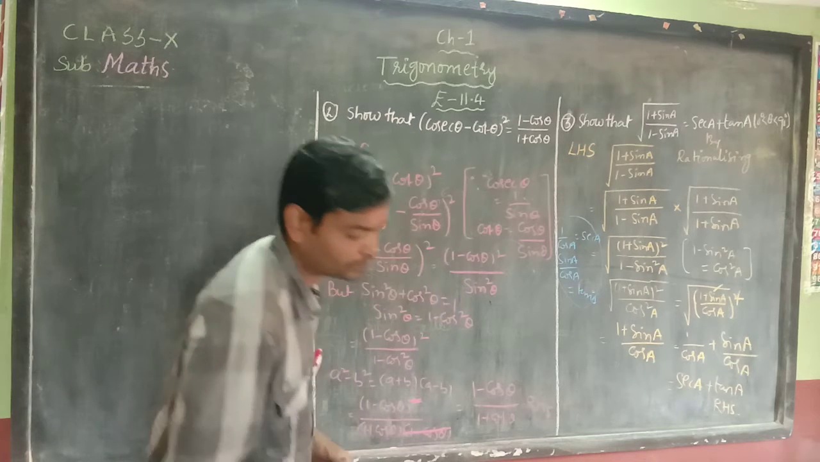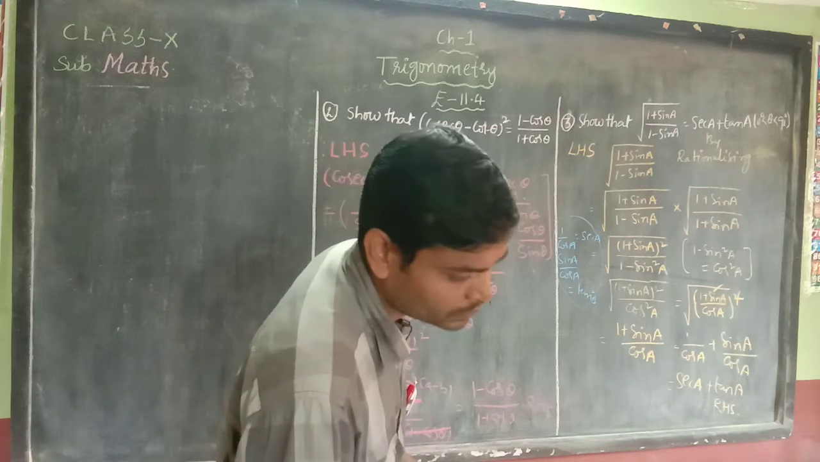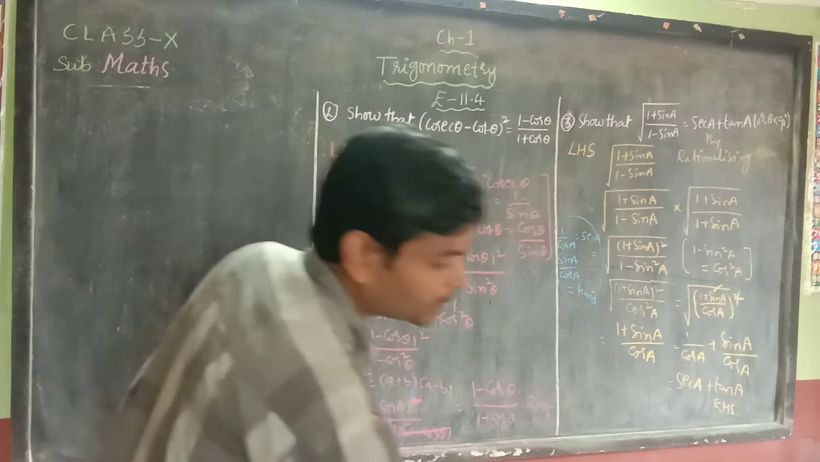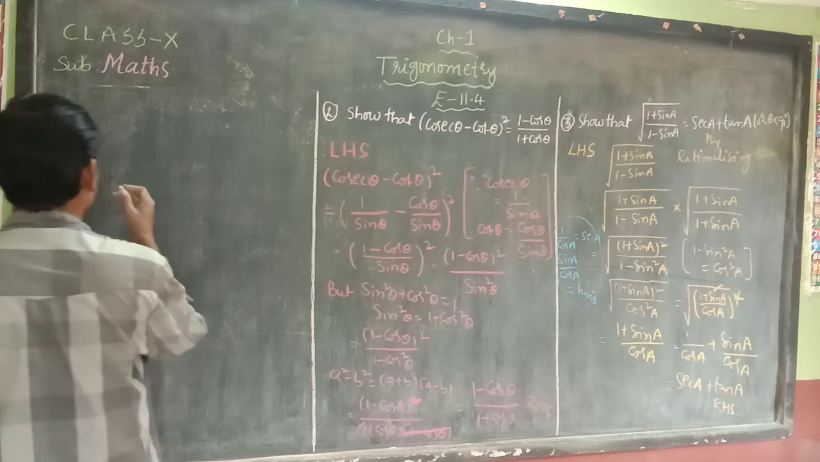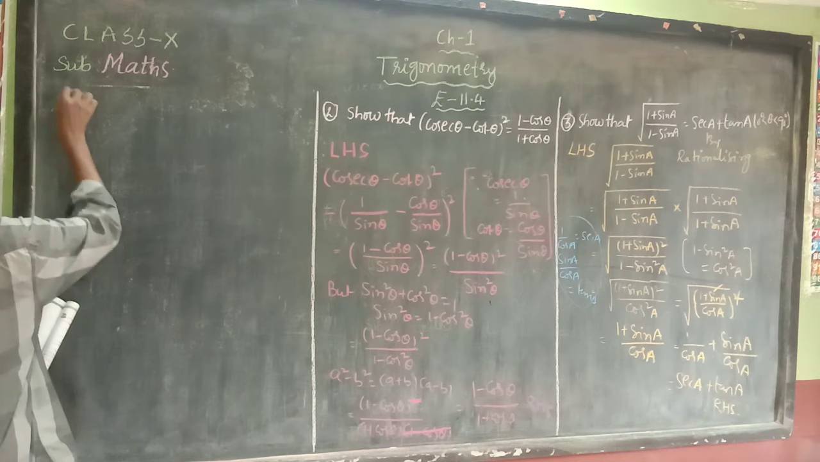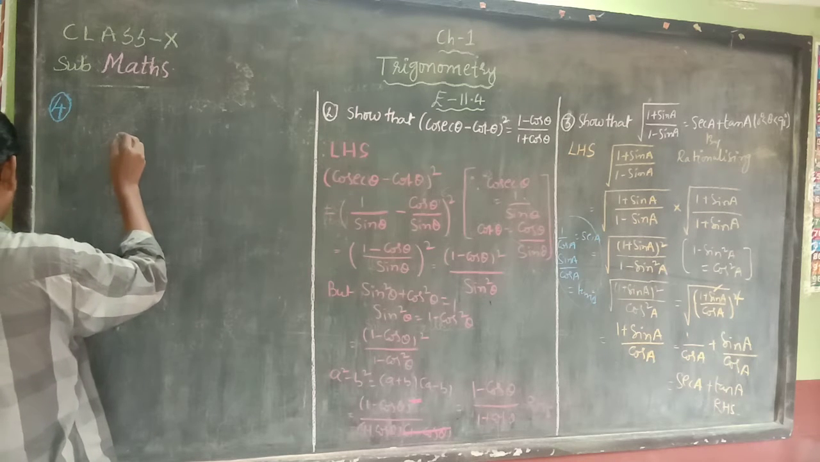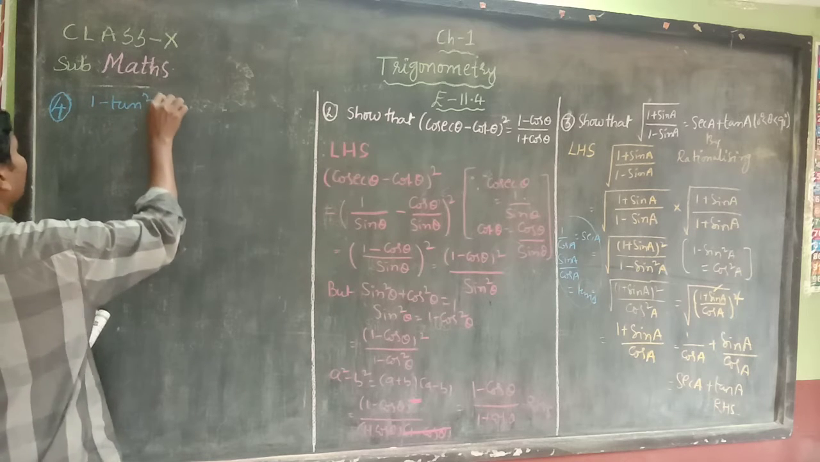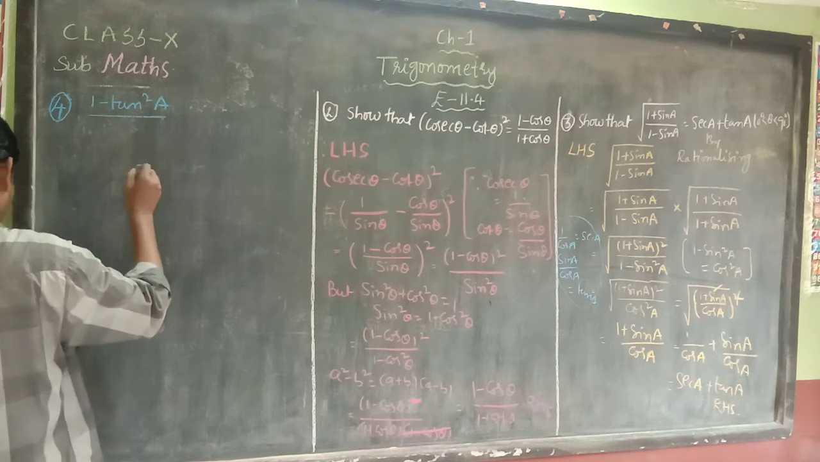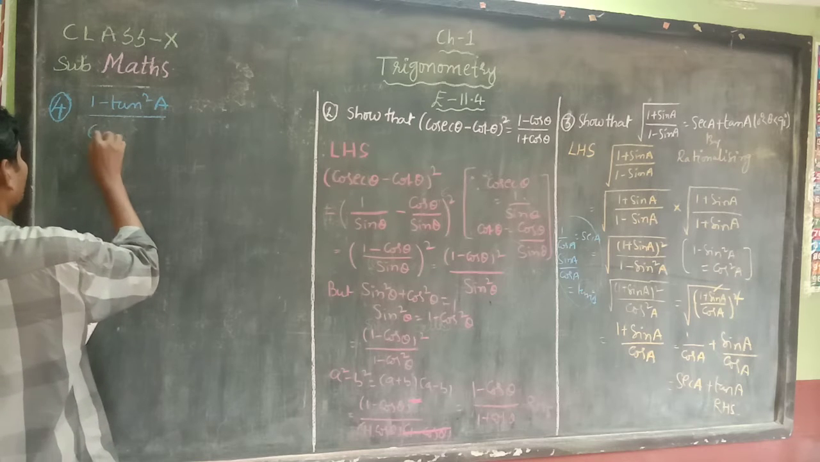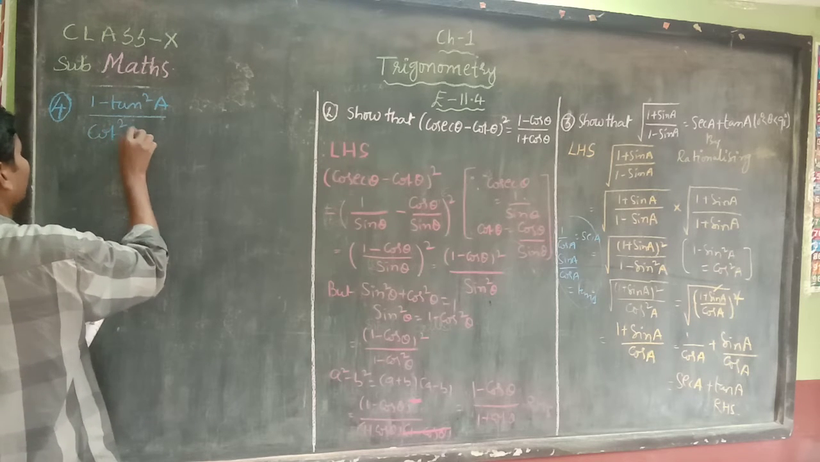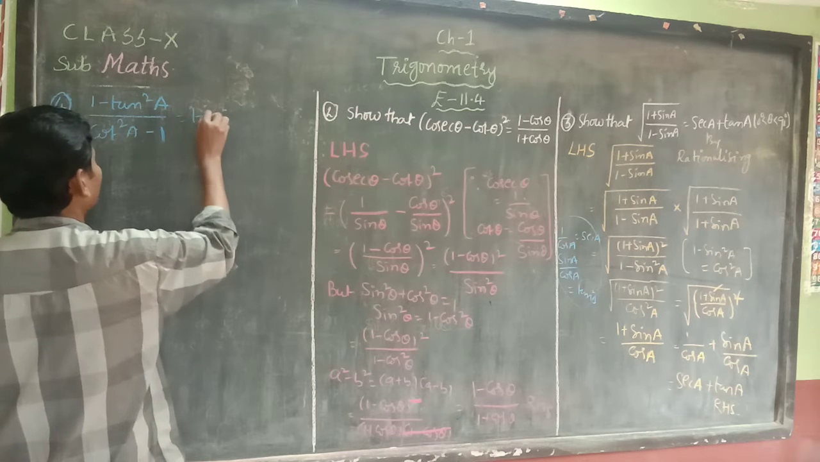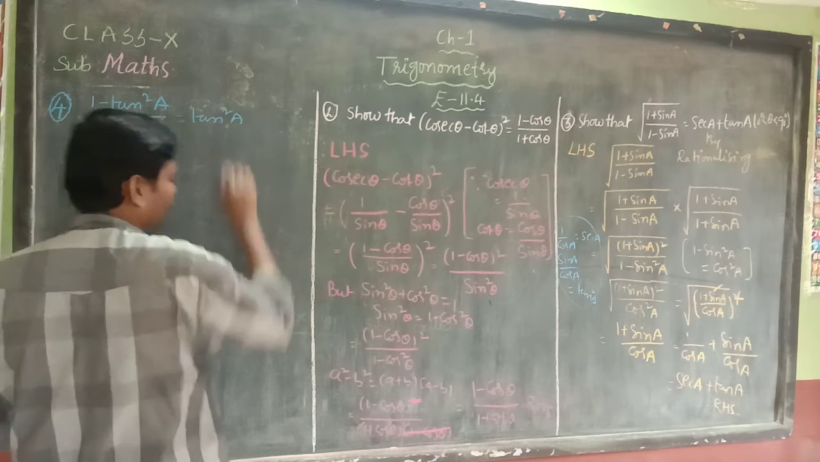Next, the fourth question is that (1 minus tan square a) by (cot square a minus 1) is equal to tan square a. This we have to show.